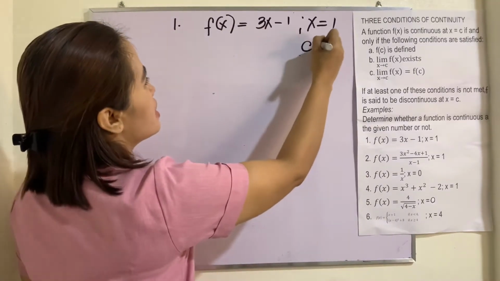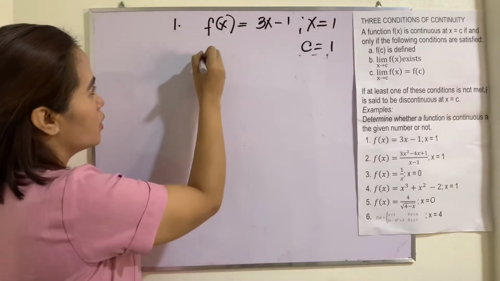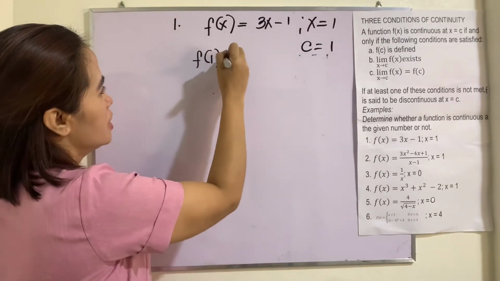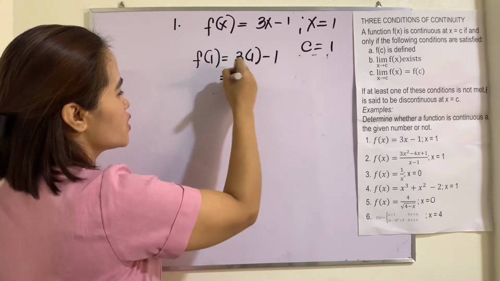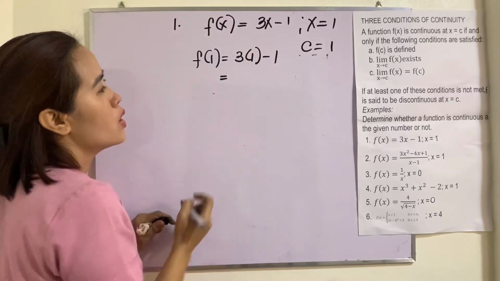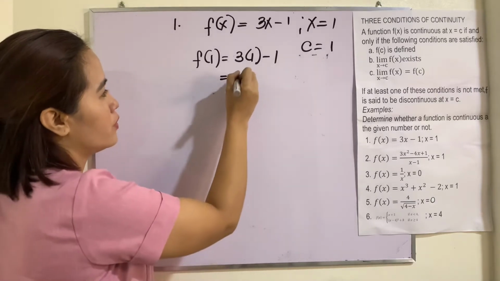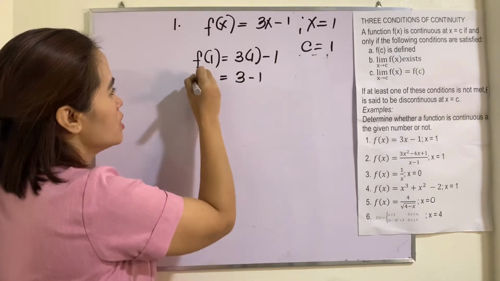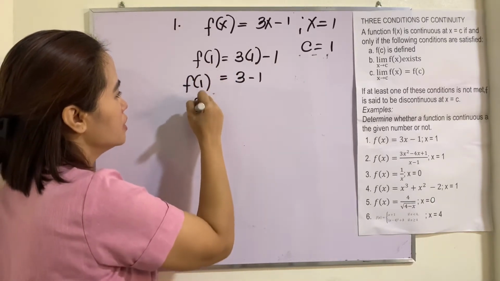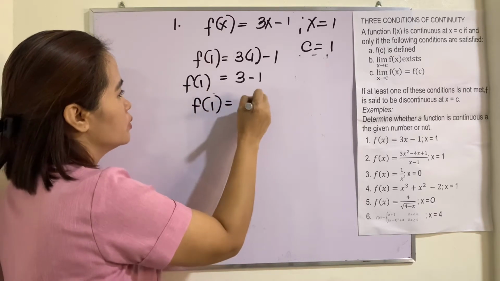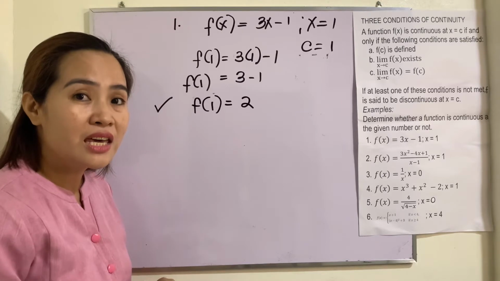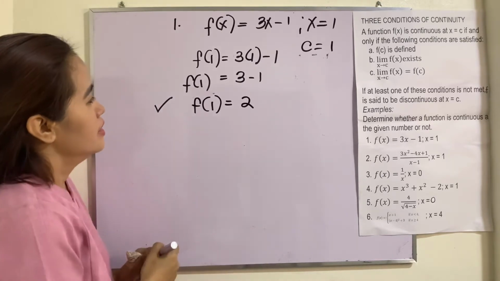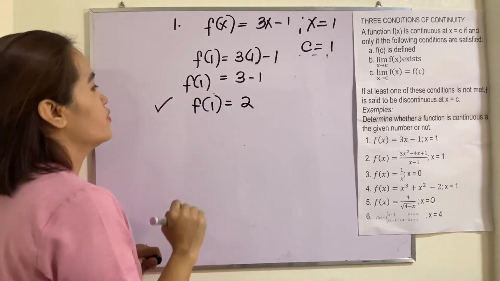So the given c here is 1. So f of 1 is equal to 3 times 1 minus 1. We just replace x by 1. That's how we evaluate the function. 3 minus 1. So f of 1 is equal to 2. Therefore, we can say that f of c is satisfied. f of c is defined.